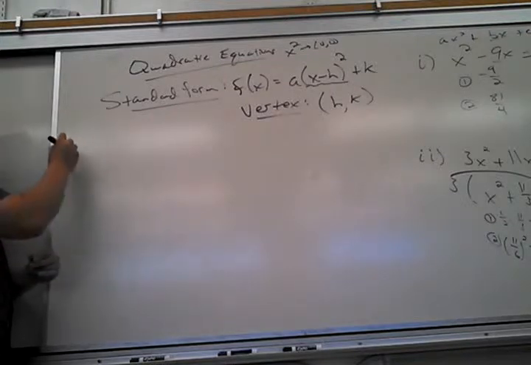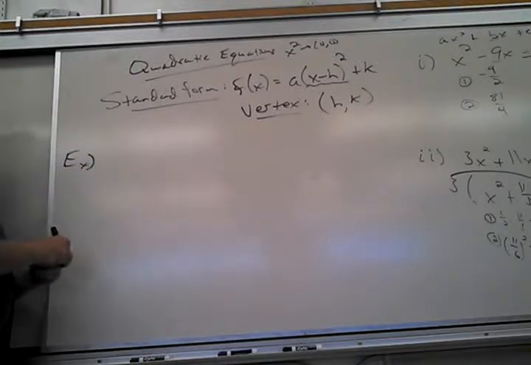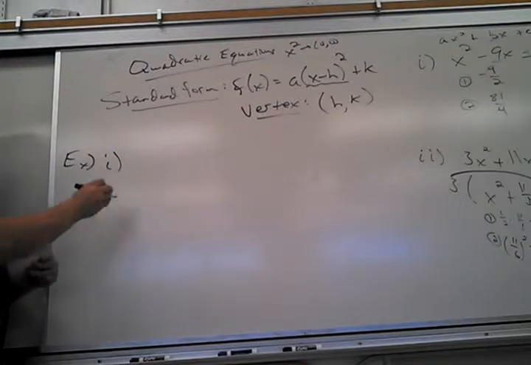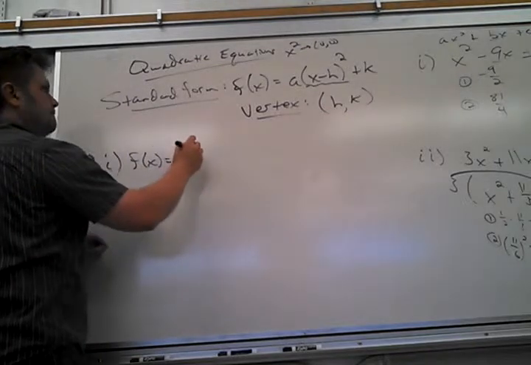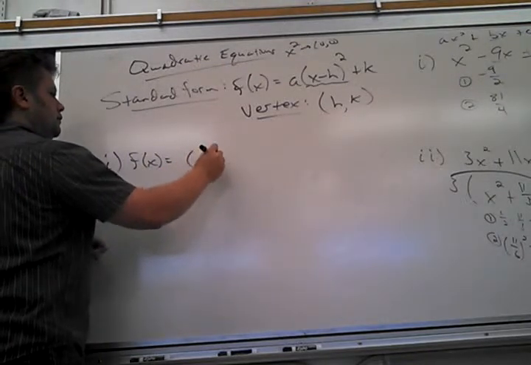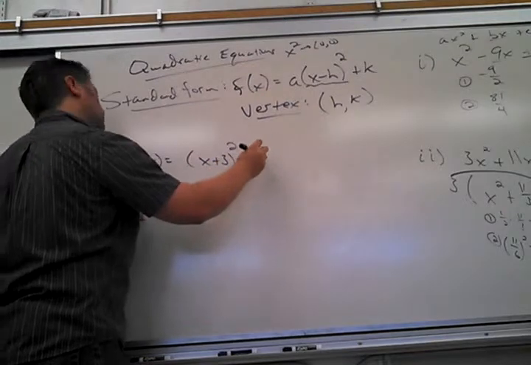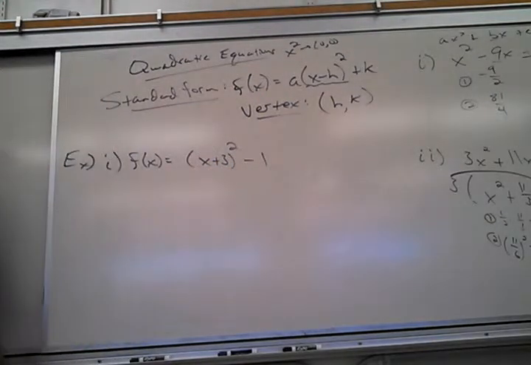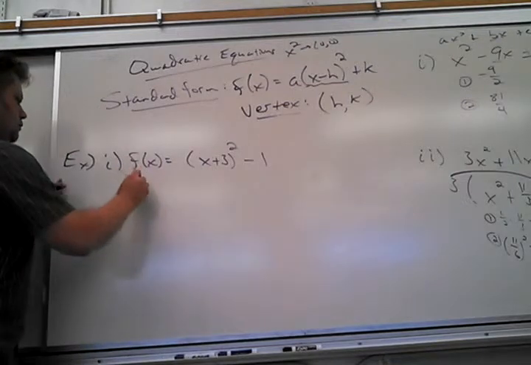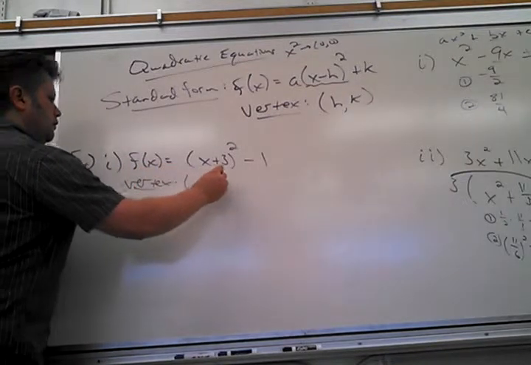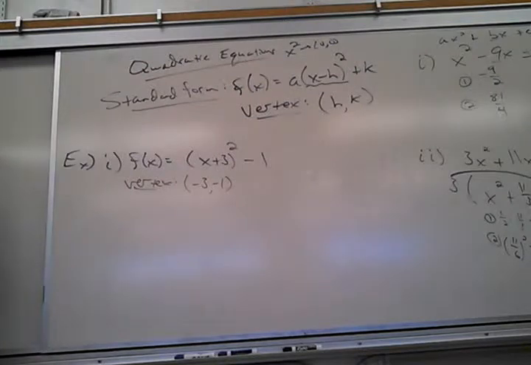So here's an example. Let's do one that's already been put together, just to see if we're able to handle everything you're going to have to do with it. Let's do one without an a yet. Let's see. So somebody help me out. What's the vertex? Negative 3, negative 1. That's right. Negative 3, negative 1.